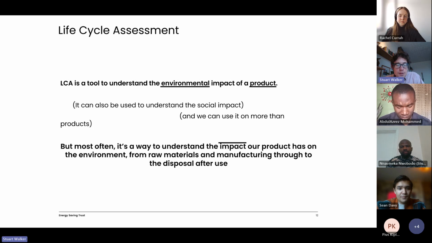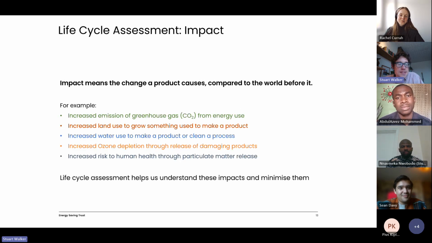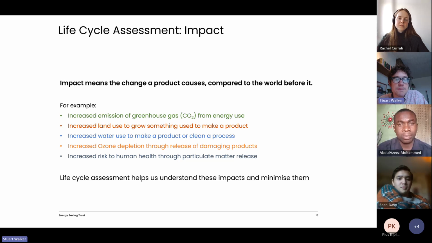We've talked about the word impact a few times, so I'm just going to talk about what we mean by that in an LCA context. When we say impact, we mean the change that something causes compared to the world before it or to the world without it. Some examples: if we make a product and it uses some energy to make it, then that causes the release of some greenhouse gases from the energy use. That would be an impact that our product had.